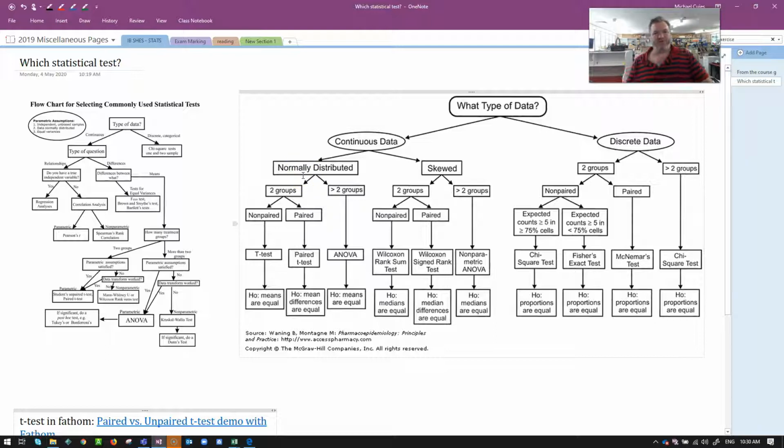If it's widely known that, like, you're looking at reaction times of people, that's probably expected to be normally distributed. You could expect to use this section here.